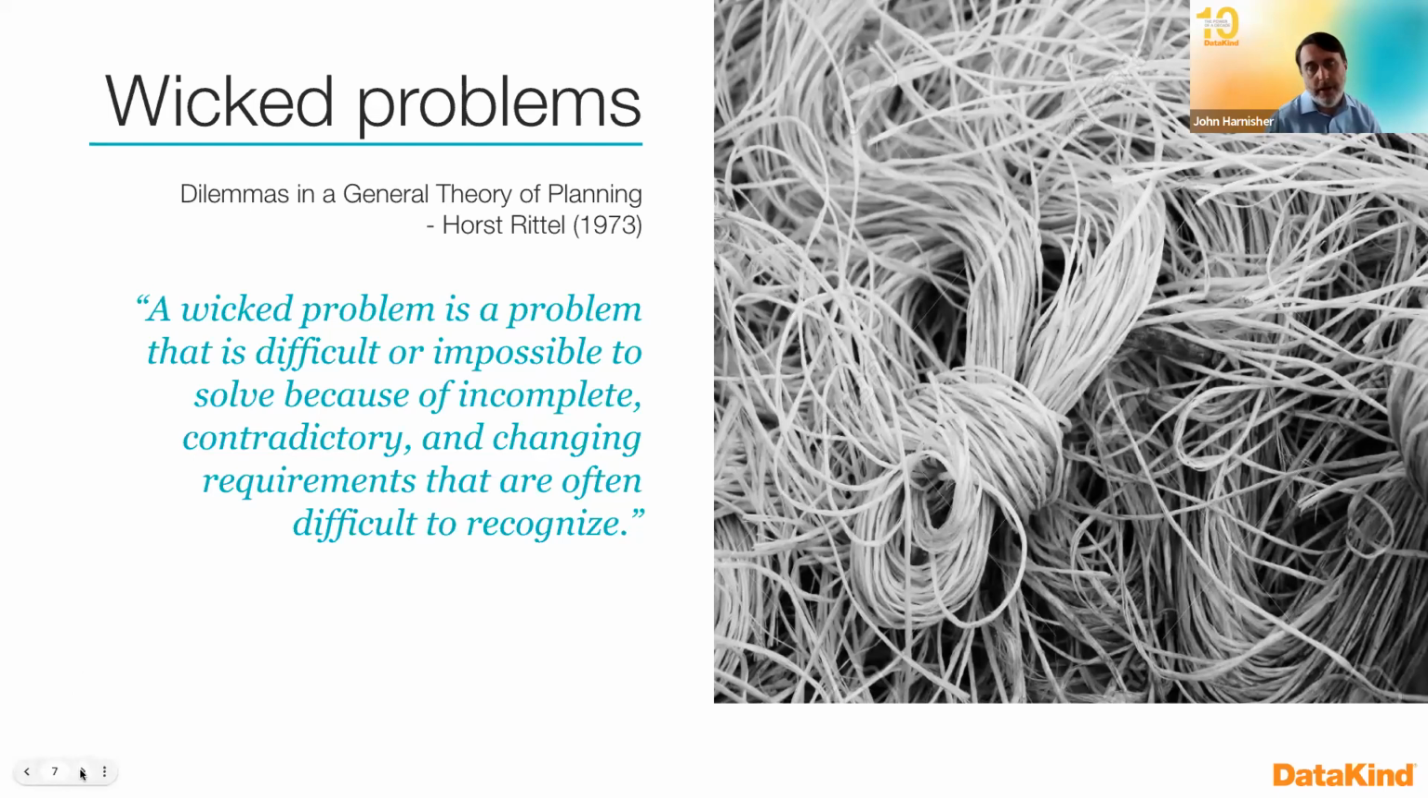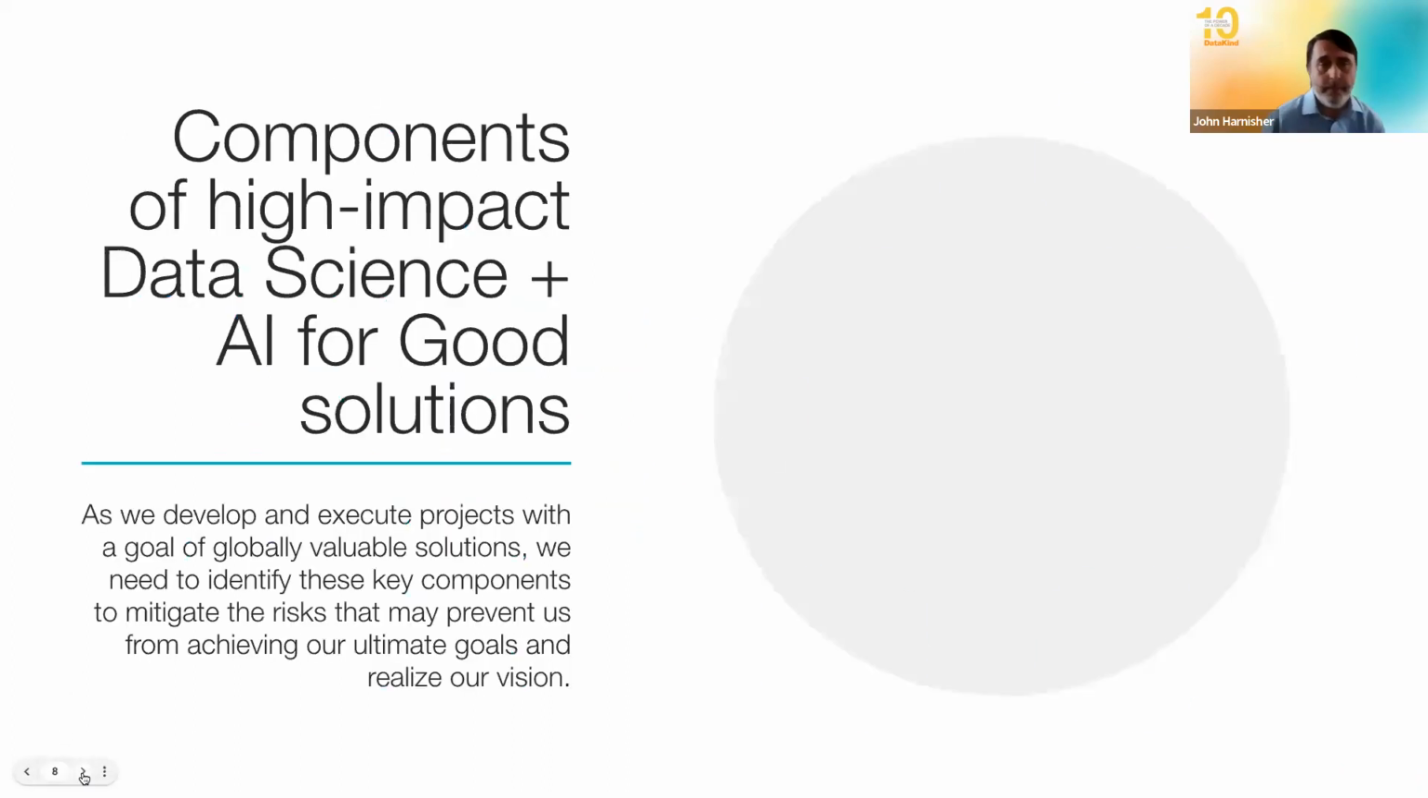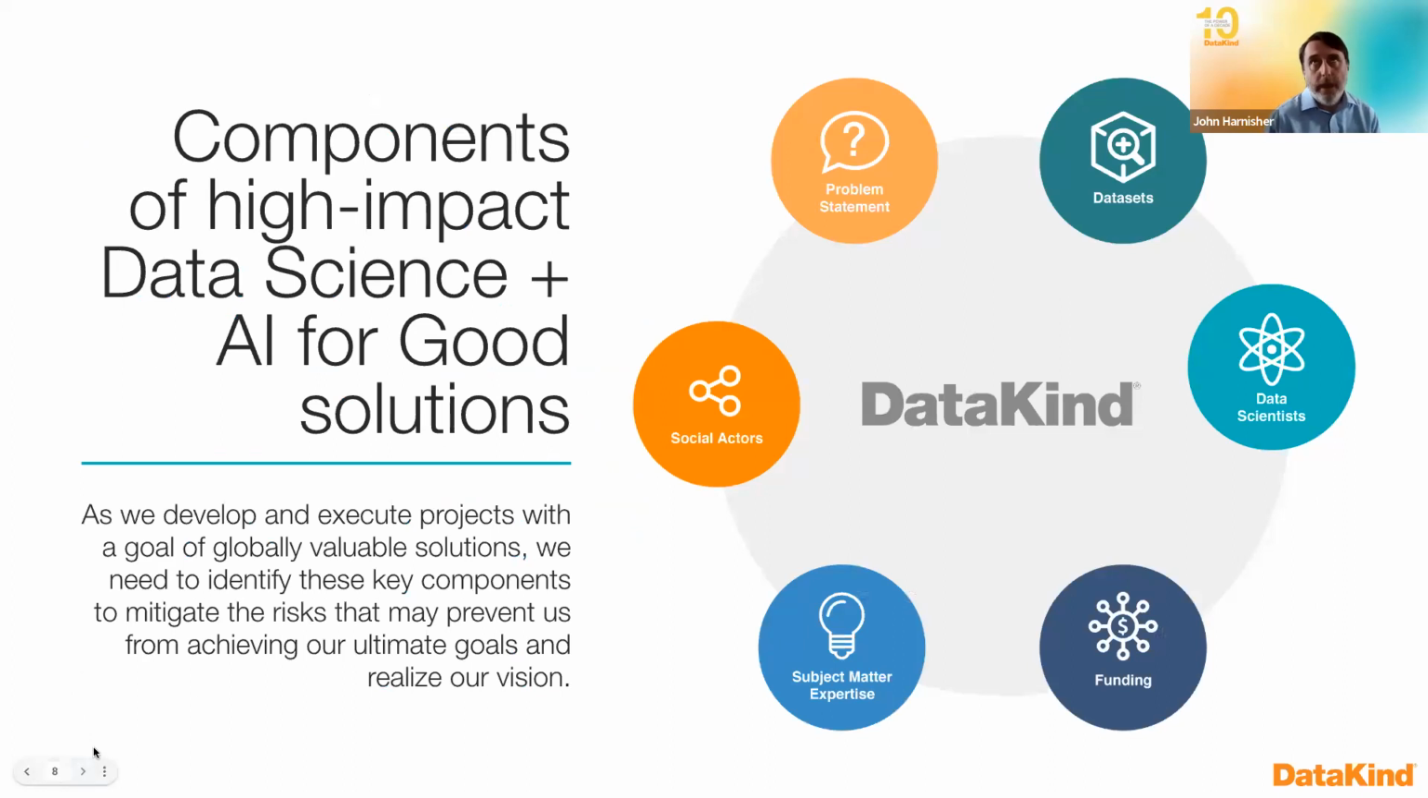And that's our philosophical way of working. It's our daily way of working as an organization. We have a very specific set of components that lead to high impact data science and AI solutions for good. We develop and execute projects with a goal of globally valuable solutions. And we need to identify a set of components that allow us to get at those solutions to realize our vision.